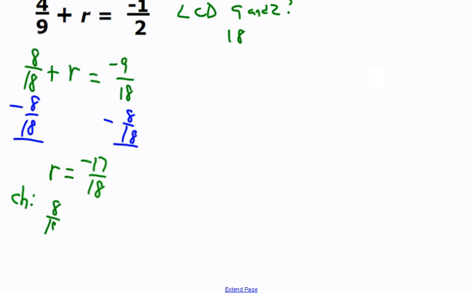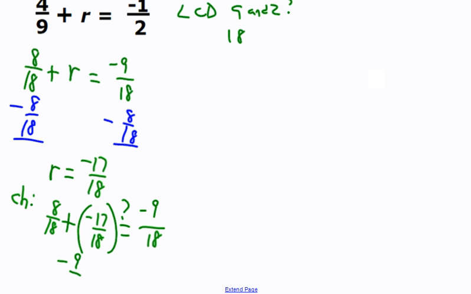So I have 8/18 plus negative 17/18, and put parentheses whenever you have a sign, a negative number. So it's plus negative 17/18. Does that equal, I'm going to use negative 1/2 with a denominator of 18, so negative 9/18. Yes, it does, because 8 plus negative 17 is negative 9/18. And you know that that equals what? Both sides equal negative 1/2.